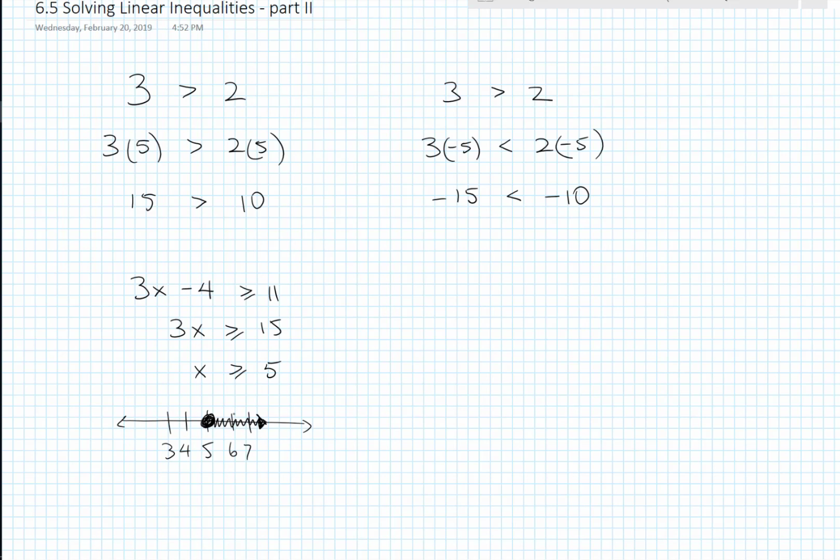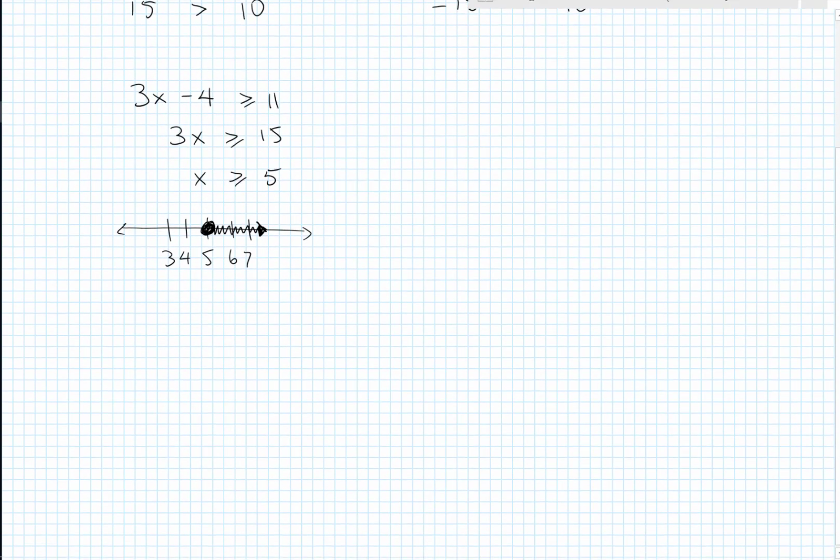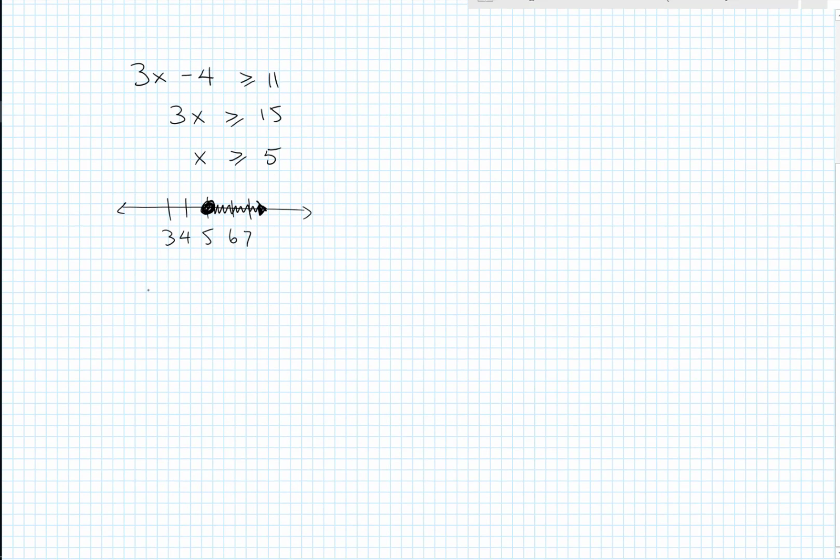If I check 6, I have 18 minus 4, which is 14. That's certainly greater than 11. And if I check something that's false, not part of my solution, like 0, for instance, I get negative 4 on the left, and that's obviously not greater than or equal to 11. So I've got everything correct here. Let's take a look at another one, though.